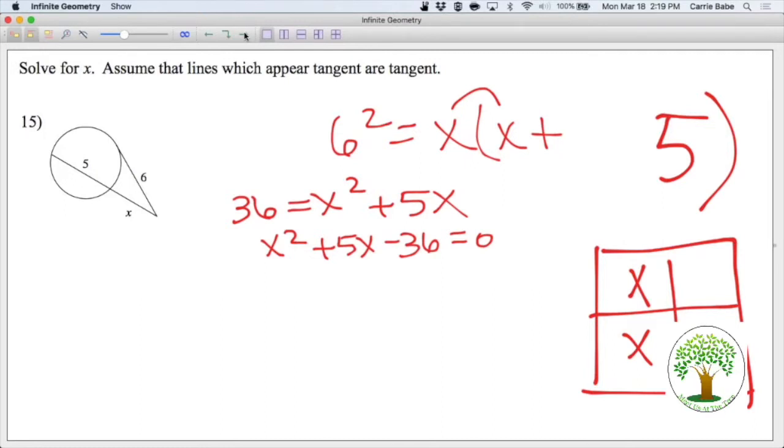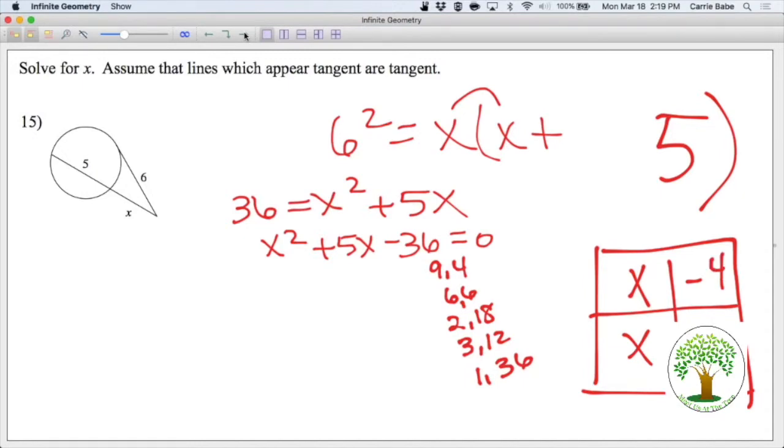I had 4 and 9 though. What about 36? 9 and 4, or not? 6 and 6, 2 and 18, 3 and 12, and 4 and 9, okay, got them all. And then 1 and 36. And I did 9 and 4. Negative 9, negative 4, both the same, both different? Negative 4. I mean negative 4, and a positive 9.